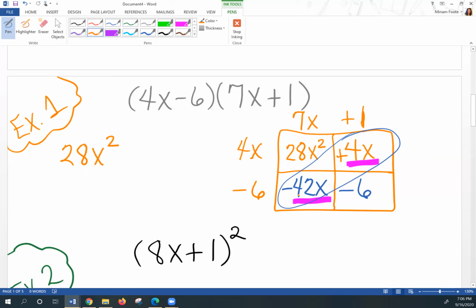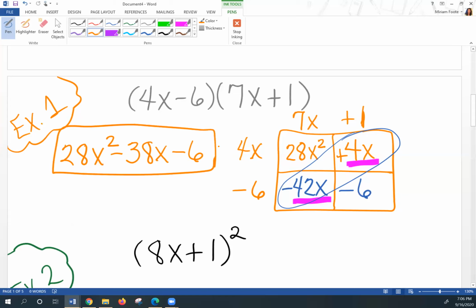So that's going to be negative 42 plus 4. And in that case, you're going to be subtracting. So that's going to be a negative 38. And that's what you're going to write. And then don't forget that it has an x. And then finally, your last box, which is negative 6. This is your answer. You have just multiplied a polynomial.